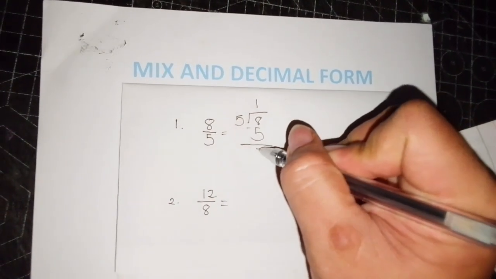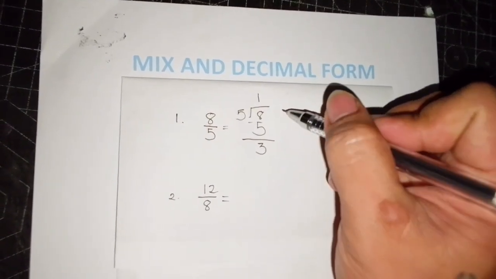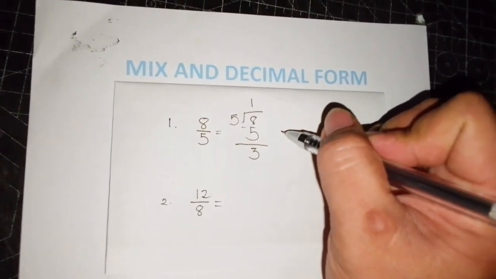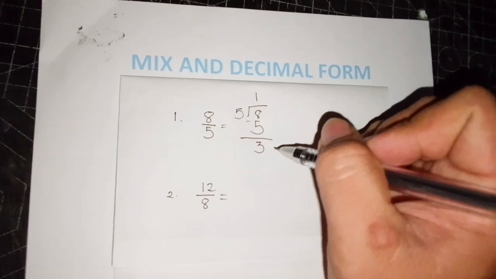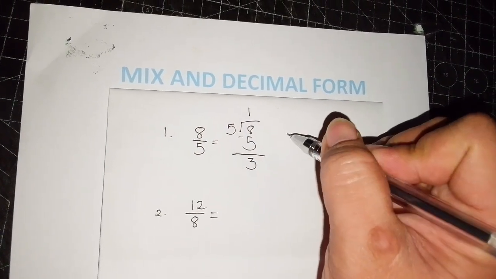So how many 5 are there in 8? So 1. So 1 times 5 is 5. And the subtrahend 8 minus 5 is 3. Now, as you can see, the question is how many 5 are there in 3?